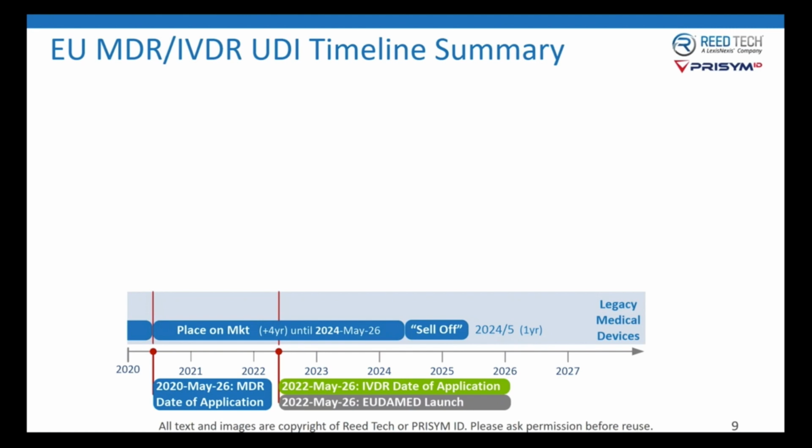That's followed by a 1-year sell-off, where those products that are in the logistics chain, maybe they're in warehousing and so on, can still be placed into service for 1 additional year. The registration of all those legacy products needs to occur during 18 months, originally in May of 2020, but now 2 years later.